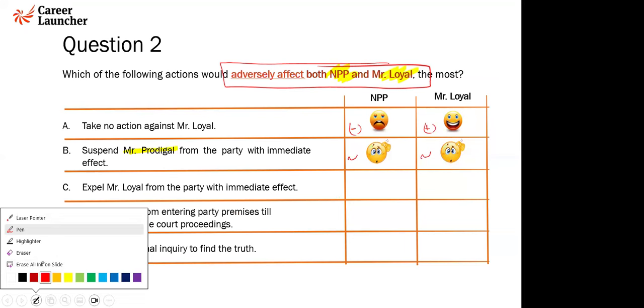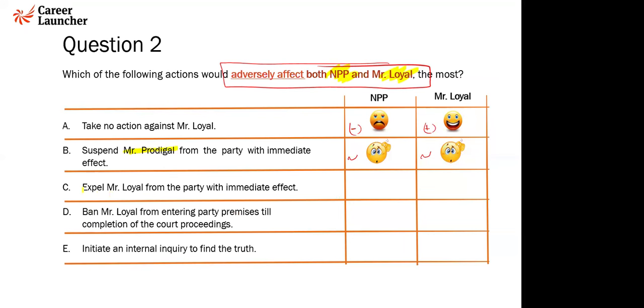Okay. Choice C, expel Mr. Loyal from the party with immediate effect. Now, will this damage the party? Yes, it will damage the party significantly. Will it have a negative impact on Mr. Loyal? Yes, it will have a negative impact on Mr. Loyal also.